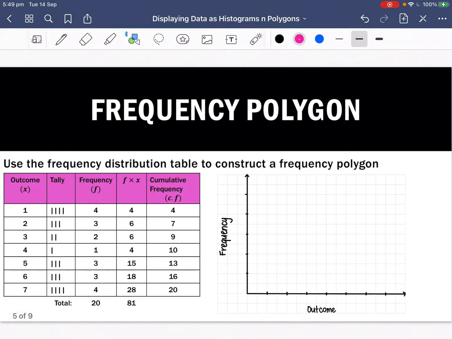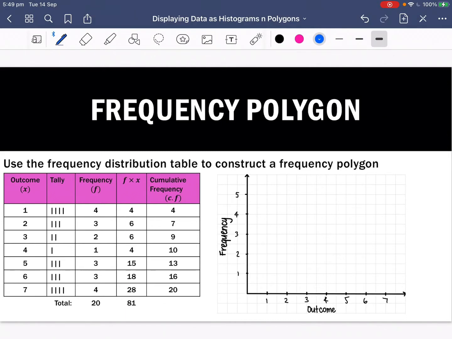Now what we're going to do is we're going to look at our frequency polygon. So for the frequency polygon, we put our dot above where our outcome is. So again, we need to write our outcomes along the base here. So 1, 2, 3, 4, 5, 6, 7, and our frequency of 1, 2, 3, 4, and 5 going up.